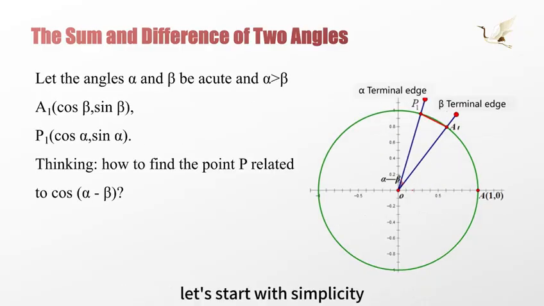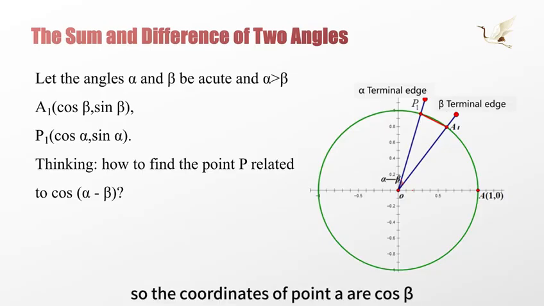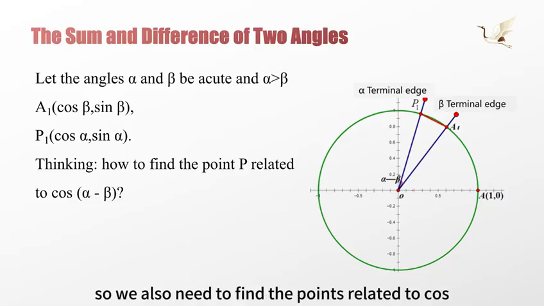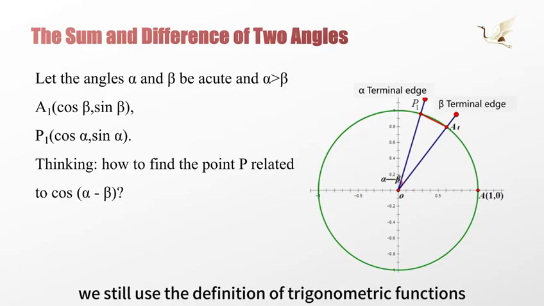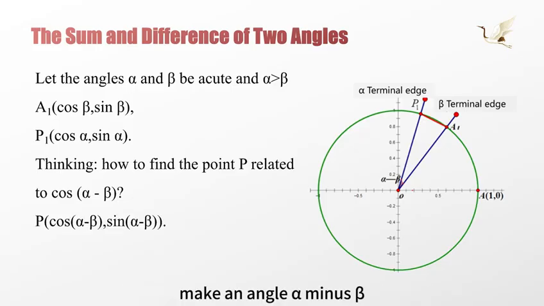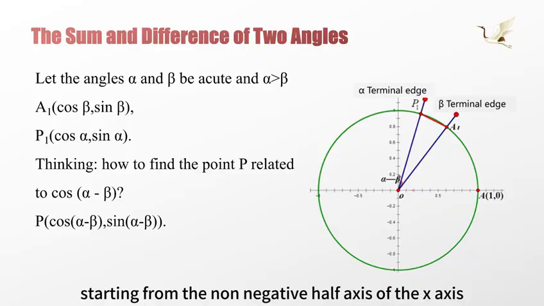Let's start with simplicity. Let angles alpha and beta be acute angles, and alpha be greater than beta. As shown in the picture, point A is the intersection point between the terminal side of beta and the unit circle, so the coordinates of point A are cosine beta and sine beta. P1 is the intersection point between the terminal side of alpha and the unit circle, so its coordinates are cosine alpha and sine alpha. Remember everyone, we need to derive the expansion of cosine of alpha minus beta, so we also need to find the points related to cosine of alpha minus beta. How to find it? Of course, we still use the definition of trigonometric functions. Make an angle alpha minus beta starting from the non-negative half-axis of the x-axis.